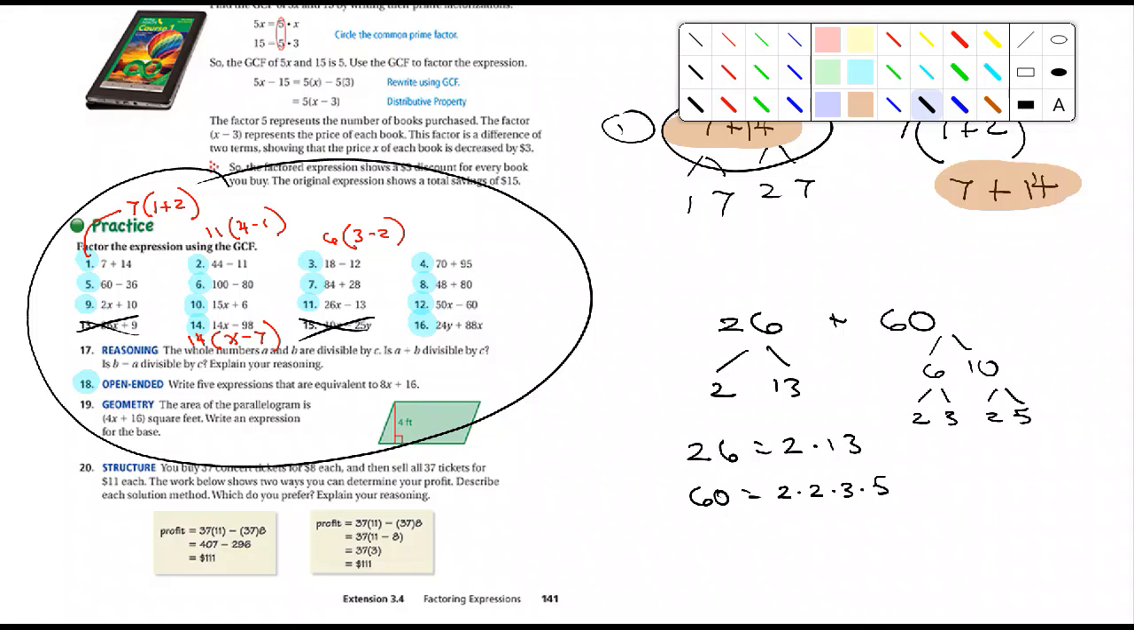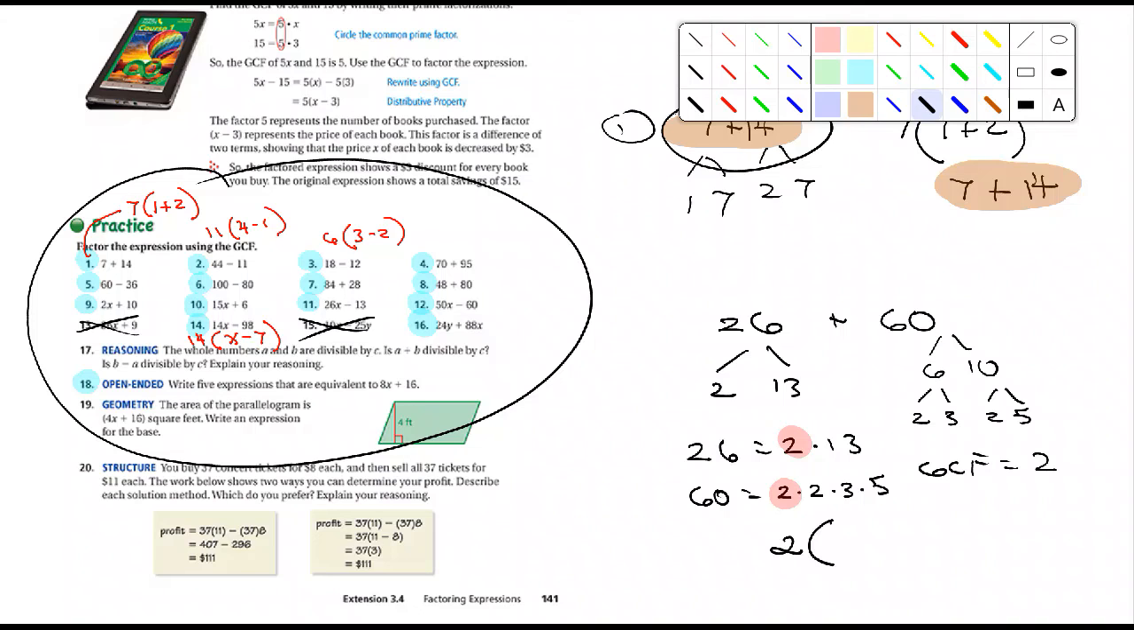Notice I'm just using each one. There's 2 2s, and there's a 3, and there's a 5. Okay? Now I'm going to look and compare. What's common between them? They both have a 2. Anything else? That's it, huh? So the greatest common factor for 26 and 60 is 2.